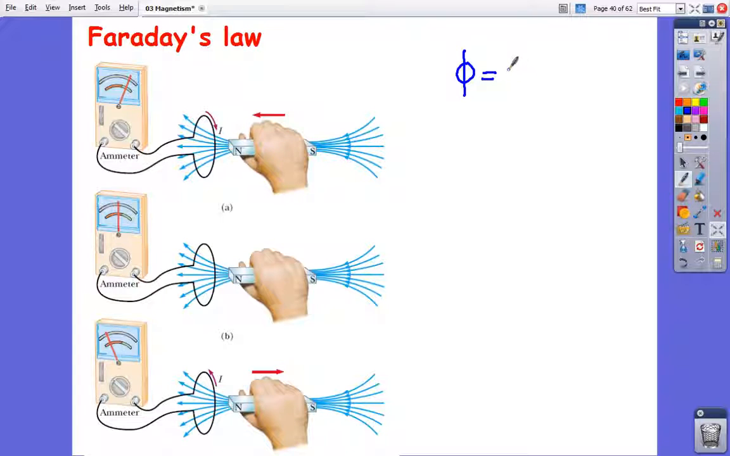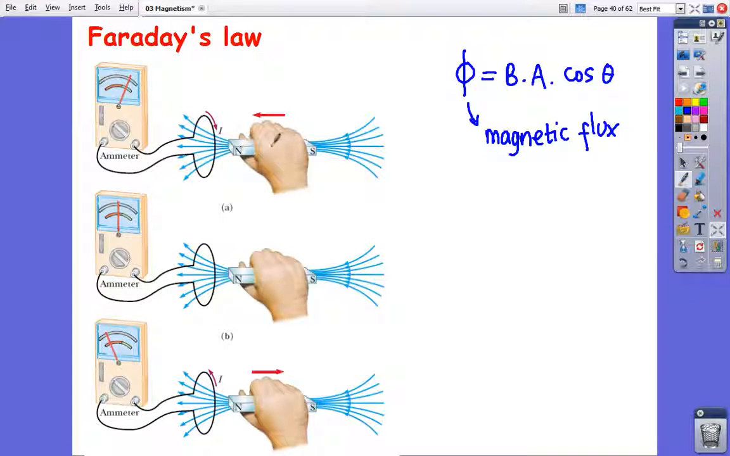Magnetic flux is the magnetic field times the area times the cosine of the angle between them. So this is magnetic flux. These magnetic field lines going through the area are what we call magnetic flux.